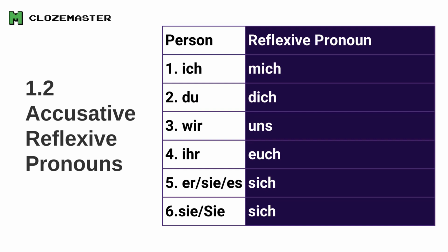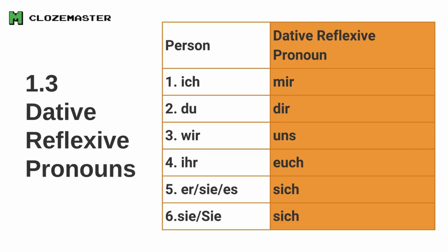Let's now have a look at the dative form. For ich, we now use mir. For du, we use dir. Wir once again becomes uns, ihr becomes euch, er, sie, es, and sie become sich.